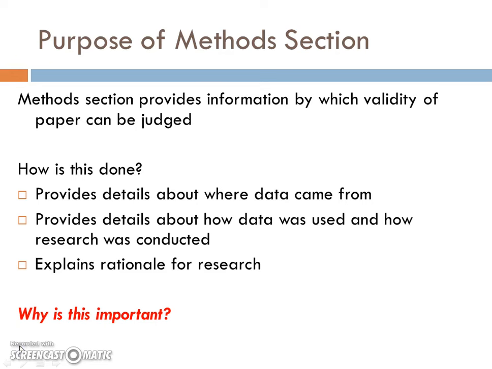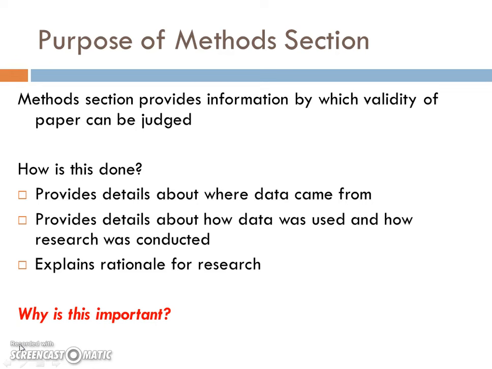The methods section provides information by which the validity of a paper can be judged. This is done by providing background details about the data and where it came from. The methods section also provides details about how the data was used in your research and how your research was conducted. And finally, the methods section explains the rationale for the research. So basically, you have a chance to justify why you chose to conduct the research the way you did.